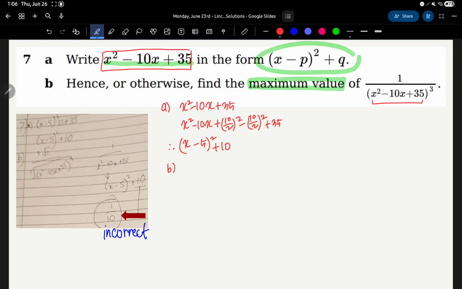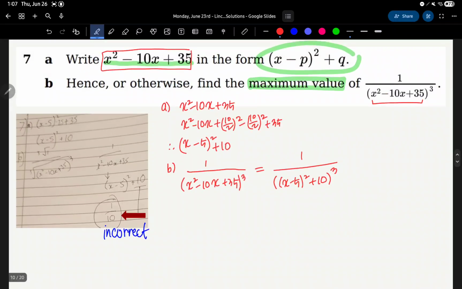We can organize that parentheses in the inside as the vertex form, because it says hence. That means we can use the information we got from letter A and B, right? So instead of writing x squared minus 10x plus 35 to the power of 3, we're going to actually use the information we got. We're going to say x minus 5 squared plus 10 to the power of 3.